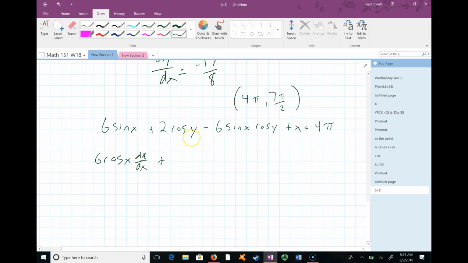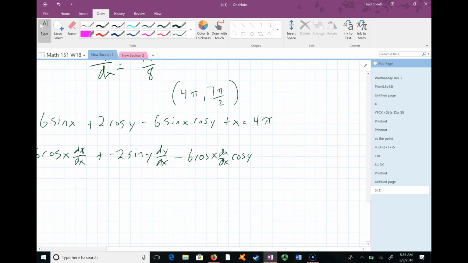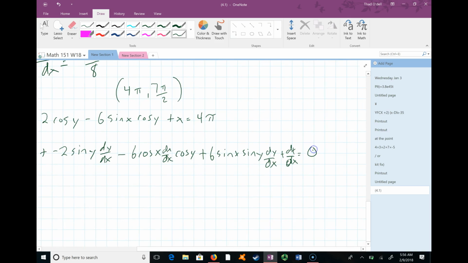Okay. So here you got 2 cosine y. That would be a negative 2 sine y dy dx minus, now this is going to be a product rule, so the first would be negative 6 cosine x dx dx cosine y, minus, because that negative 6 goes along here, and that would be a sine x, and then the derivative of cosine y would be a negative, so I'd make that positive, sine y dy dx, and then the derivative of x is just dx dx, and the derivative of 4 pi, of course, is 0, because that's a constant.